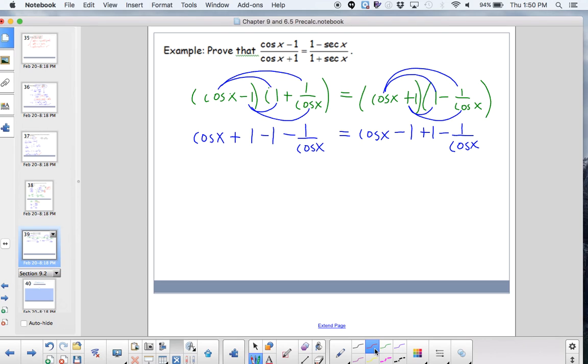And here we see we have a couple of things that happen that are pretty nice, which leaves me with cosine x minus 1 over cosine x is equal to cosine x minus 1 over cosine x, which are the same, which means we've proven that identity to be true. And that's all I have for section 9.1.